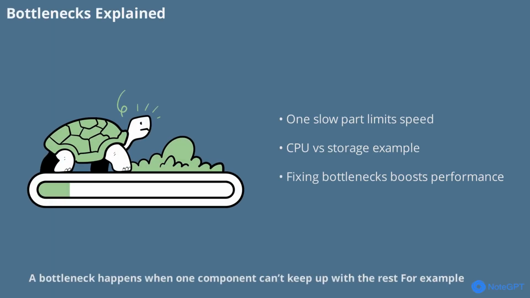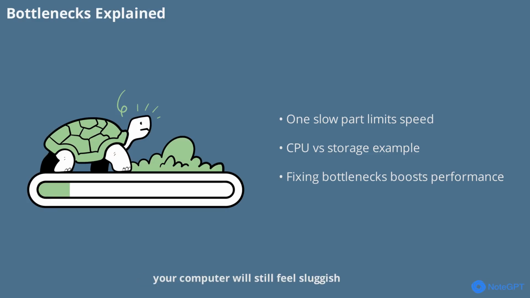A bottleneck happens when one component can't keep up with the rest. For example, if your CPU is fast but your storage is slow, your computer will still feel sluggish. Identifying and fixing bottlenecks can dramatically improve performance.